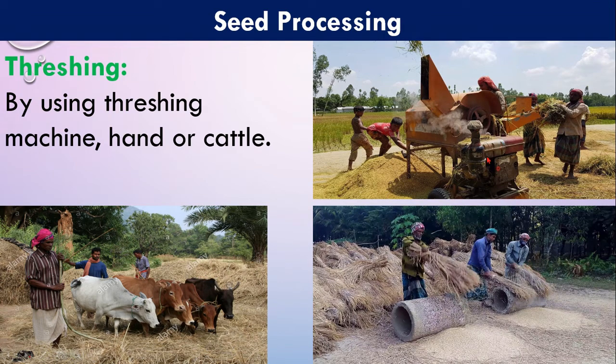This one is the modern method of seed processing, that means seed threshing after collecting. This is the local method using a pipe, and this is the local method using cattle for seed threshing. It will remove the seed from the plant very easily. So if you do not have the ability to buy this type of modern machine, then you can use cattle or use a pipe for threshing the seed from the plant.